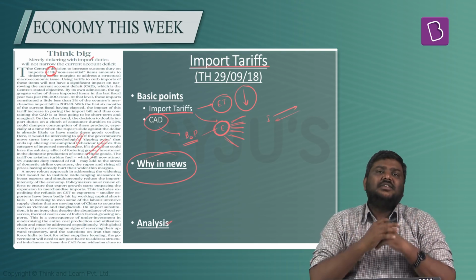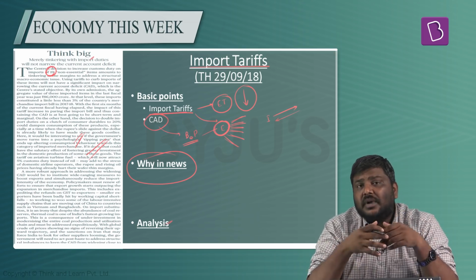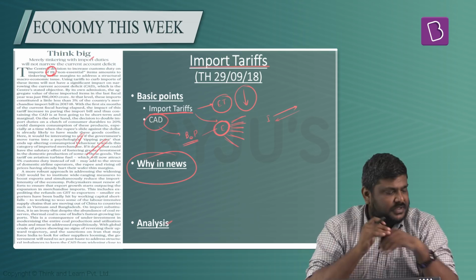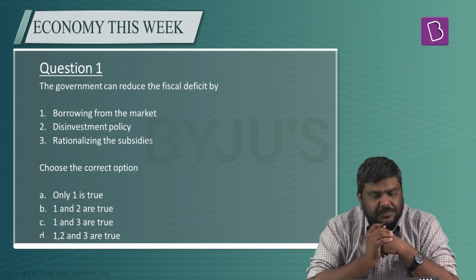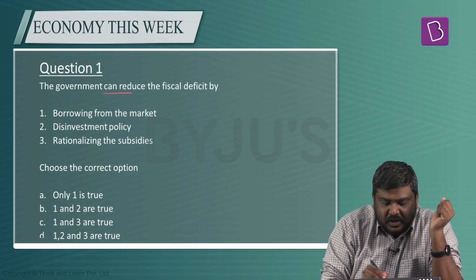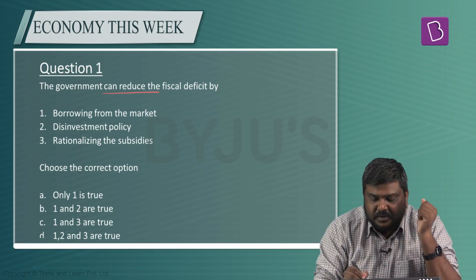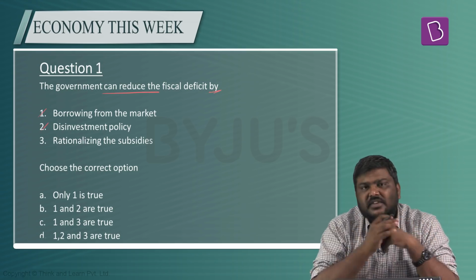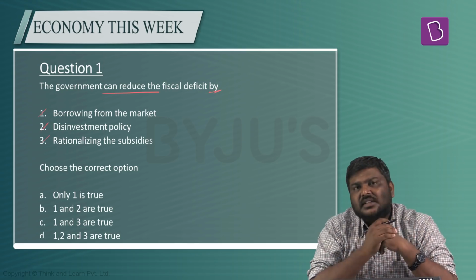So these are the articles which are important and have appeared in the last 1 week in the business-related newspapers. Let's look at some of the questions. Question 1. The Government of India can reduce the fiscal deficit by: 1. Borrowing from the market. Second, disinvestment policy. Third, rationalizing the subsidies.